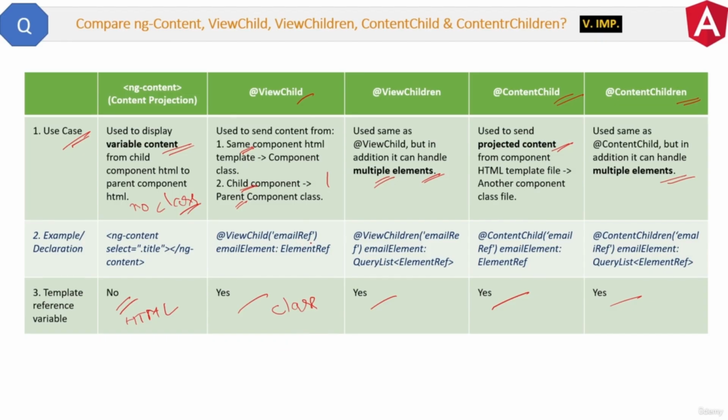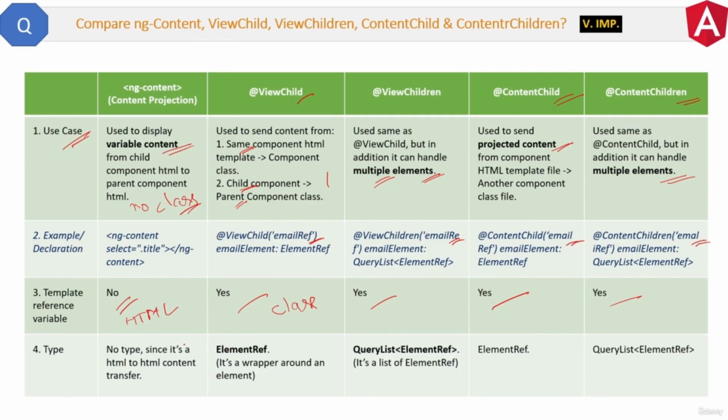Now here you can see this emailRef is the template reference variable in each of them. Now if we talk about the class type, then ng-content again does not have any class type because it doesn't do anything with the class. It is only HTML to HTML transfer. But all other decorators must have some class type. Here if we see, ViewChild has ElementRef as the class type, and ElementRef is nothing but a wrapper around a single element. It's not the actual element, it's a wrapper around a single element.